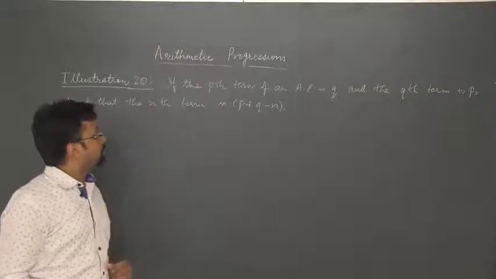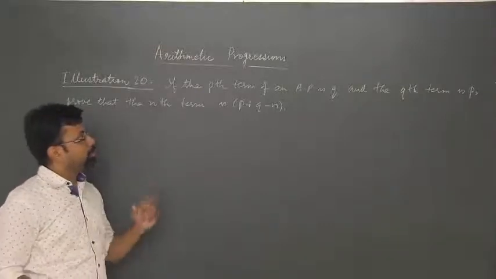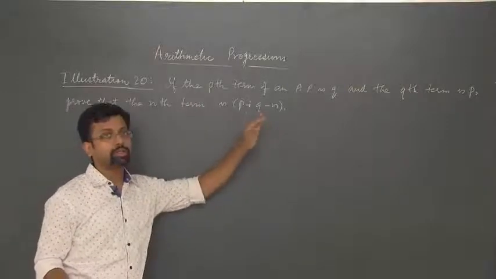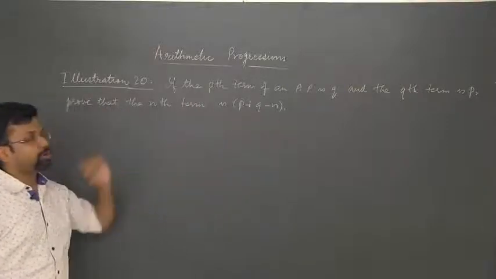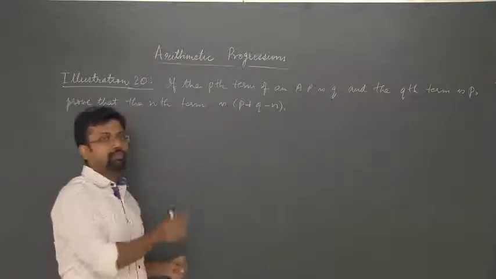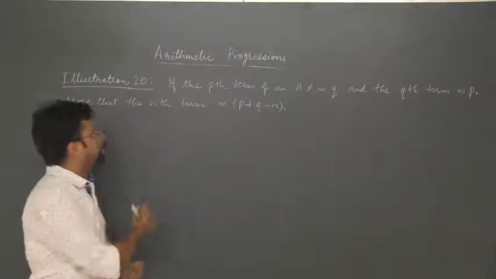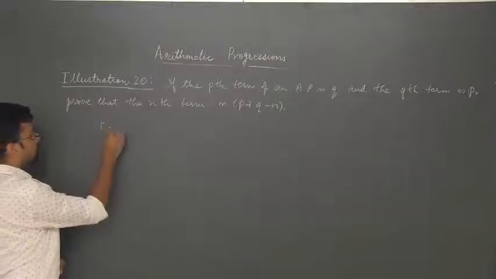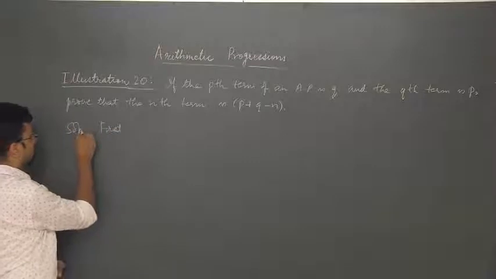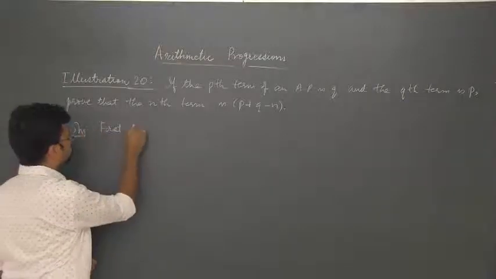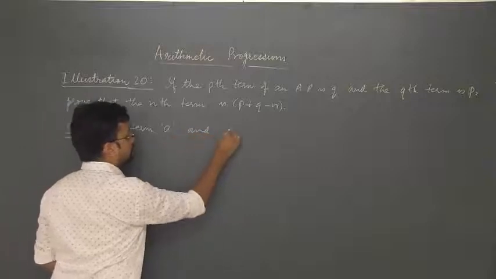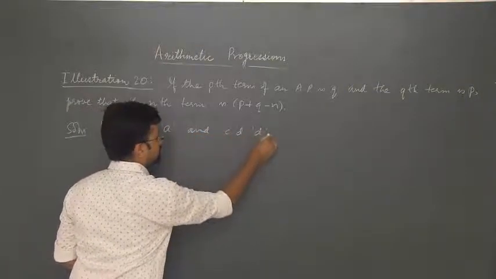It says if the pth term of an AP is q and the qth term is p. So the pth term is q and the qth term is p. We have to find out the nth term in terms of p, q and n. Again here we'll assume that the first term is a and the common difference is d.